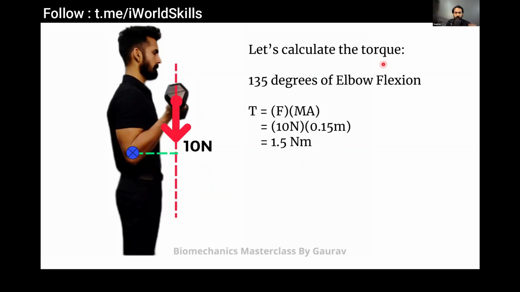Now let's calculate torque in the finishing position, which is 135 degree of elbow flexion. You can clearly see that now this moment arm has reduced. This has become shorter as compared to 90 degree of elbow flexion. Let's say this moment arm is again 0.15 meter. Let's calculate resistance. 10 Newton multiplied by 0.15 meter gives you 1.5 Newton meter of torque.